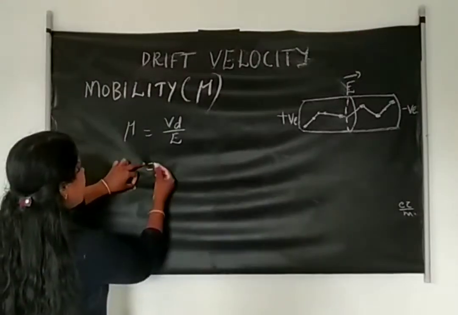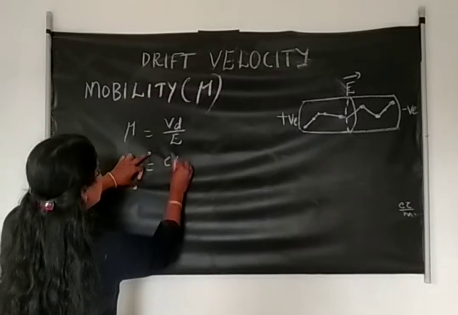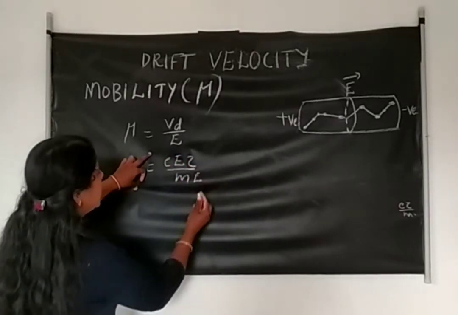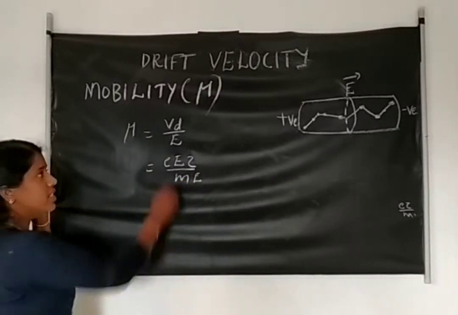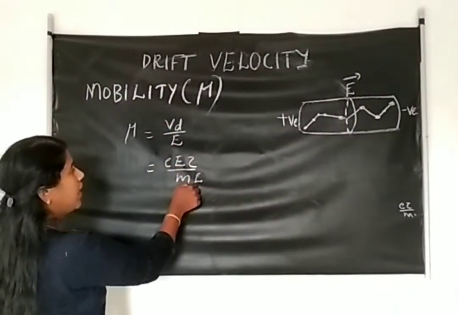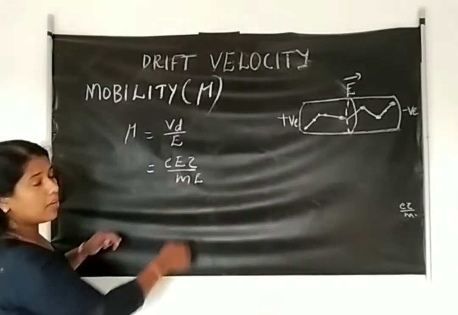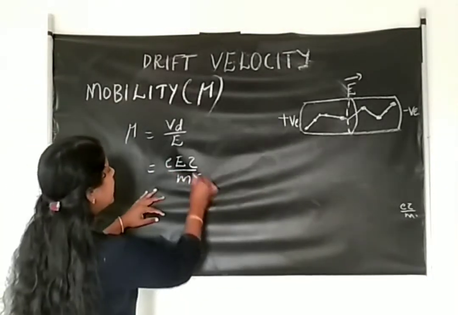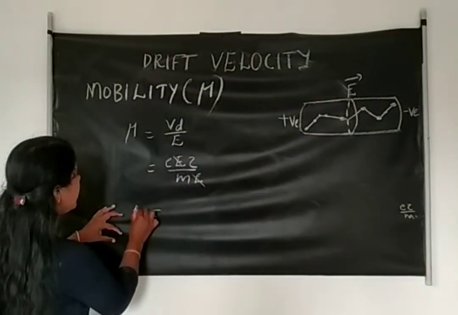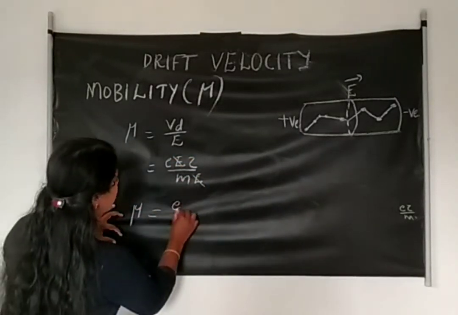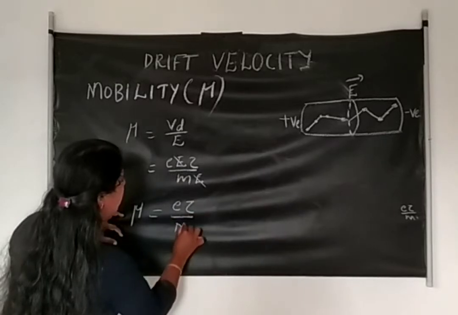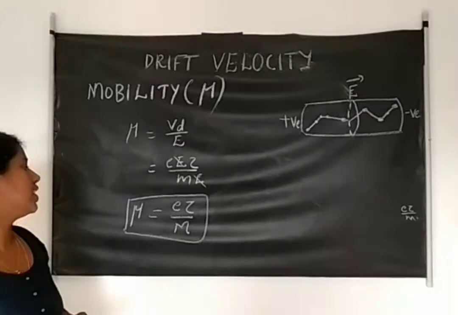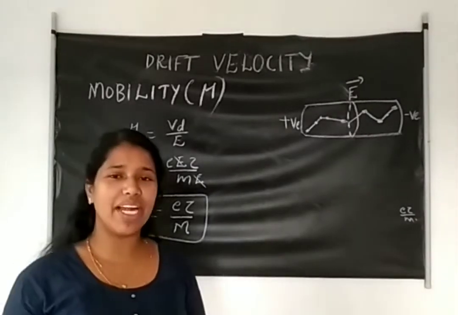We already have the equation for vd: eE tau divided by m, divided by E. Then E cancels. Our final equation is mu = e tau divided by m. This is the mobility equation.